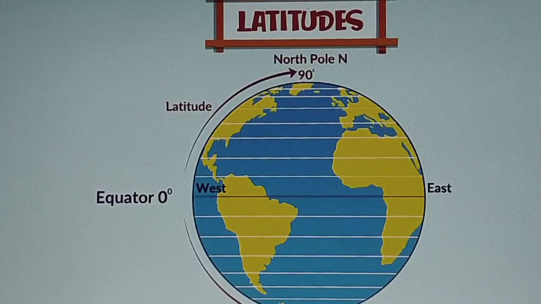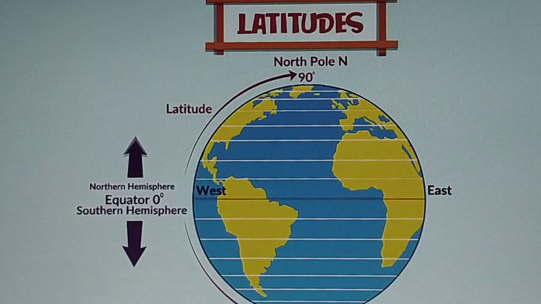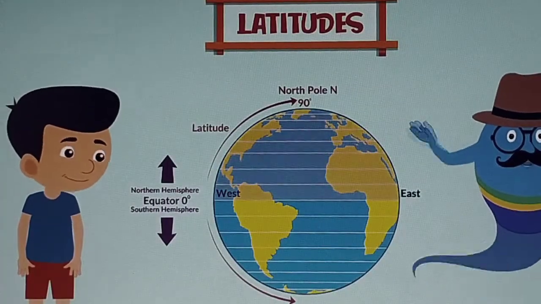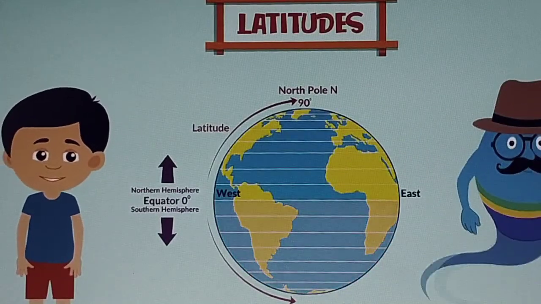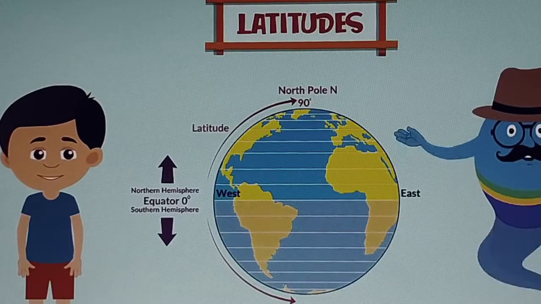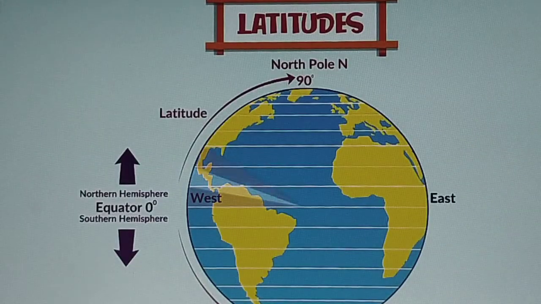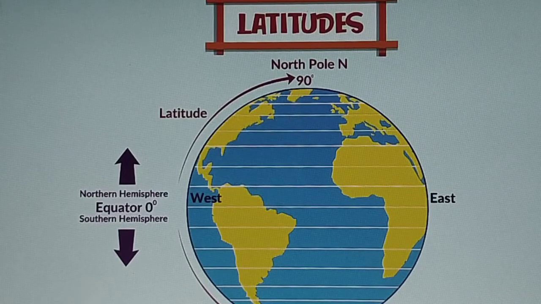The equator at 0 degrees separates the Earth into northern and southern hemispheres. Locations to its north lie between 0 degrees north and 90 degrees north, while to its south the positions are between 0 degrees south and 90 degrees south. The distance between each degree of latitude is approximately 69 miles.